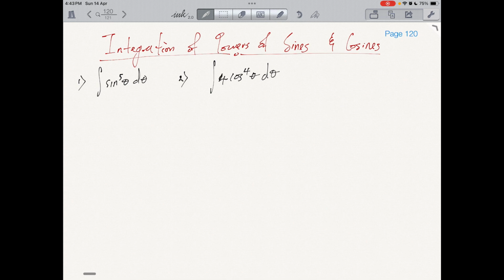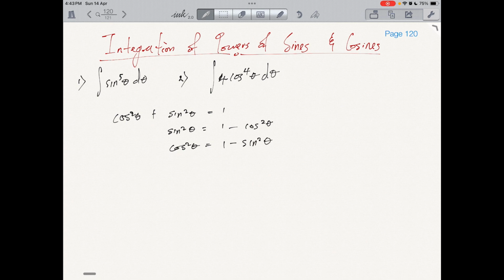We know that cos squared theta plus sine squared theta is equal to 1, and therefore sine squared theta is equal to 1 minus cos squared theta. And likewise, cos squared theta is equal to 1 minus sine squared theta.